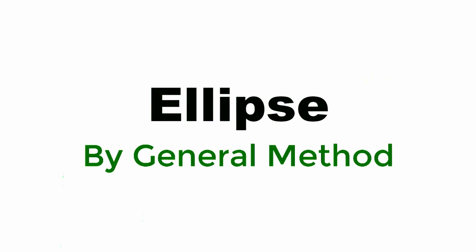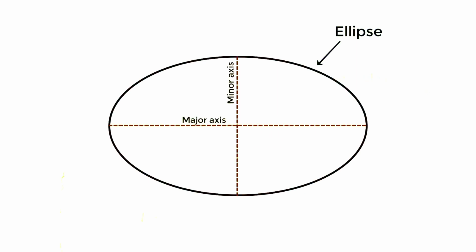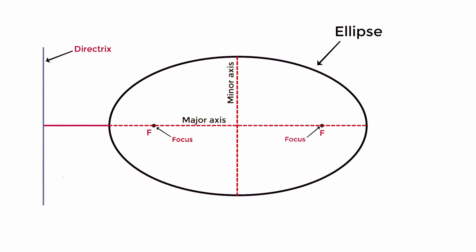Ellipse by general method. In this video, we will see how to draw an ellipse by the eccentricity method. We know an ellipse is an oval shape. It has two axes passing through it, that is the major and minor axis. It has fixed points on the axis, called the focus. There is a perpendicular line to the axis, which is called the directrix. Also, it has a point on the curve, at the axis, which we will name as V.